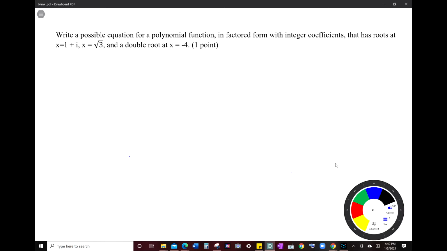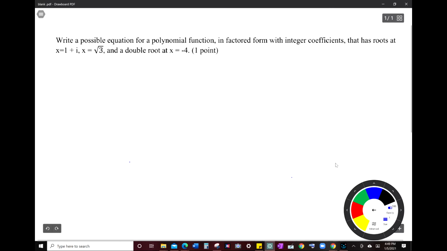Alright, so let's start on it. First step, I will rewrite them and try to list all the roots that I can think of for this polynomial function based on the given roots. So from here, I know x equals 1 plus i, but I also know another one is 1 minus i, because they are a conjugate pair, and as long as you have the positive, you will have the negative one.